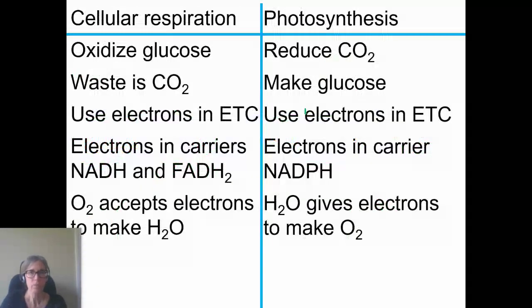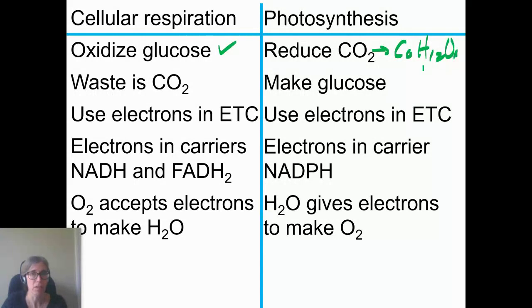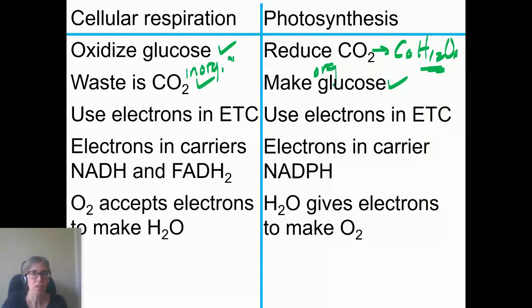So some of the main takeaways from the whole unit. In cellular respiration, you oxidize glucose. In photosynthesis, the reverse is true. You reduce carbon dioxide, meaning you put on electrons and protons to change carbon dioxide from C6H12, right? So you put on the hydrogens. The waste is carbon dioxide for cellular respiration, but you produce glucose in photosynthesis. So this is inorganic versus organic. And so notice they are opposites, right? The products of photosynthesis are the reactants of cellular respiration.